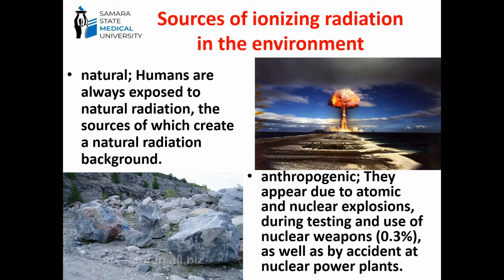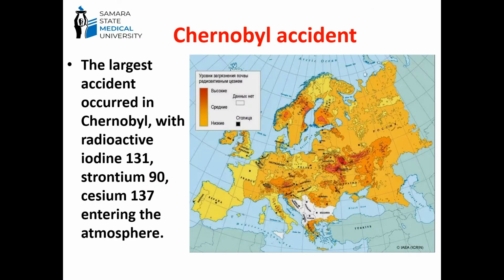Anthropogenic sources of ionizing radiation in the environment appear due to atomic and nuclear explosions during testing and use of nuclear weapons, as well as by accidents at nuclear power plants. The largest accident occurred in Chernobyl, with radioactive iodine, strontium, cesium entering the atmosphere.